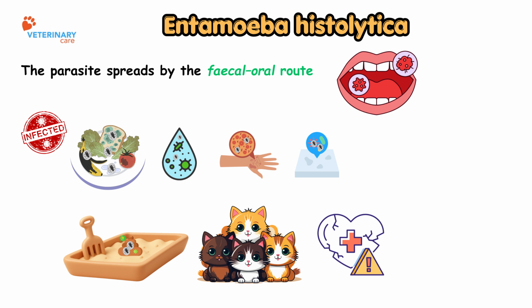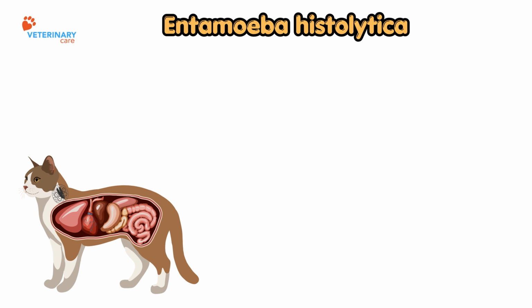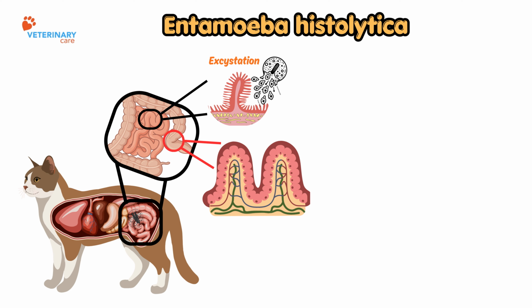Now let us understand what happens inside the host. After the mature cyst is swallowed, it passes through the stomach and reaches the small intestine. Here, excystation occurs. The cyst opens and produces 8 small metacystic trophozoites. These trophozoites move to the large intestine, especially the caecum and colon. This is the main site where the parasite lives and multiplies.